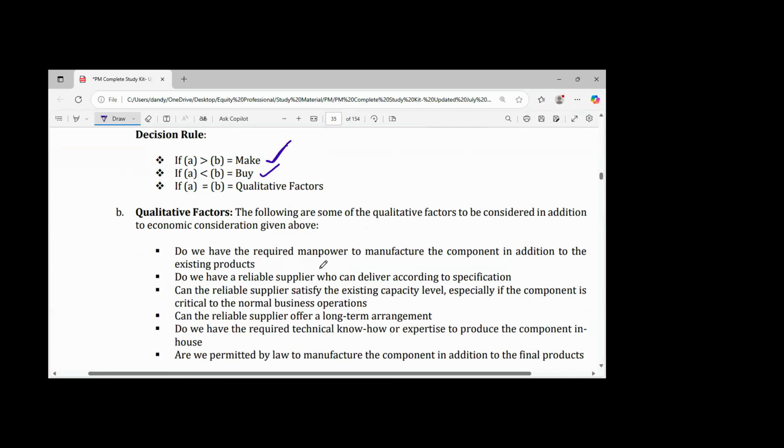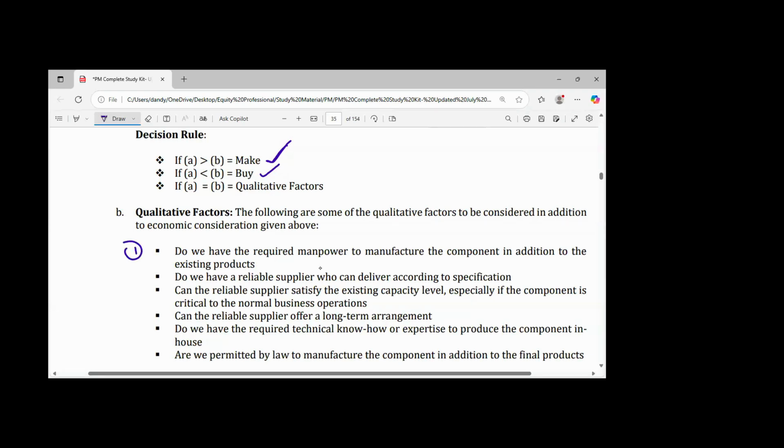First thing you need to do, remember, you want to produce. For you to be able to produce, that means you must have the requisite manpower, isn't it? You must have the required manpower, because if you don't have the people that will do the production, what's the point, right? So the first thing you need to ask yourself as a company is: do we have the required manpower to manufacture the components in addition to the existing product? If you don't have the required manpower, then it's better you contract it to an outside supplier.